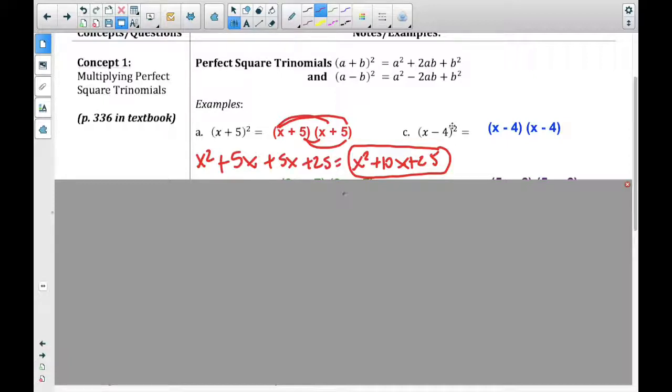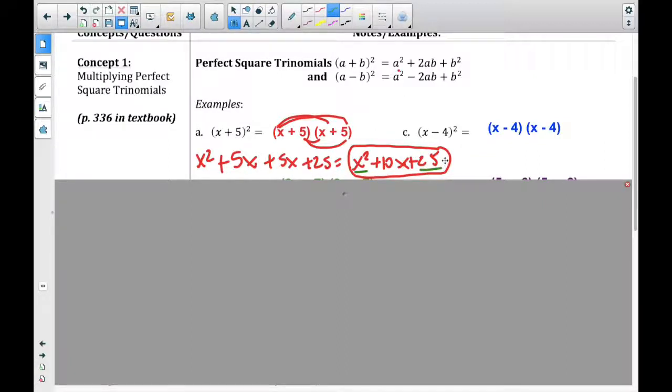However, if you are the person who likes to memorize rules and shortcuts, that's what we have up here. I have the rule written out. a plus b, quantity squared, is equal to a squared plus 2ab plus b squared. Well, what does that mean? Let's look at the example we just did. You take the first term and you square it. That's x squared, and that's going to go in my first spot. Then I go to the last spot, which is b squared. That is 5 squared, that's 25.